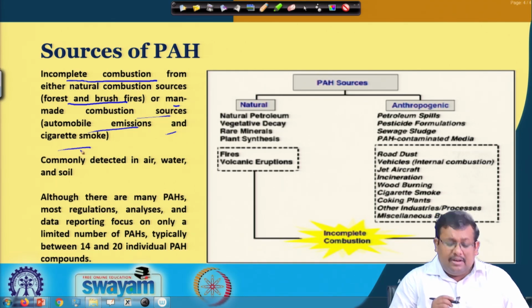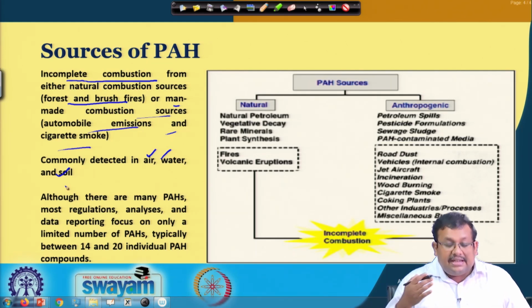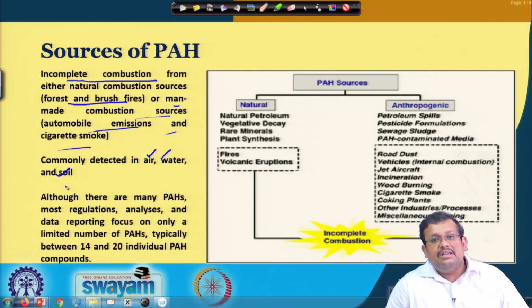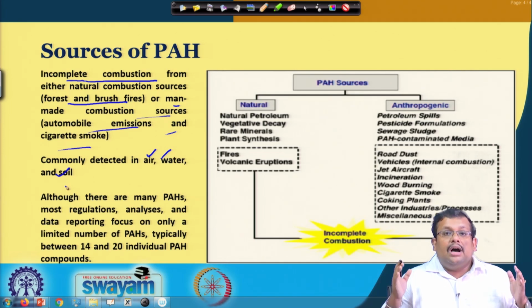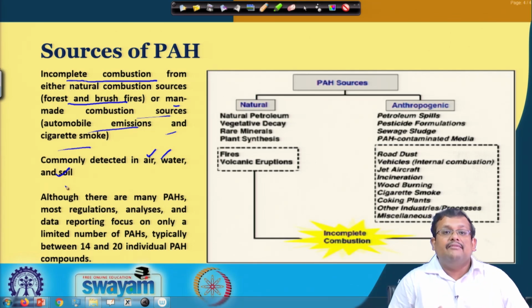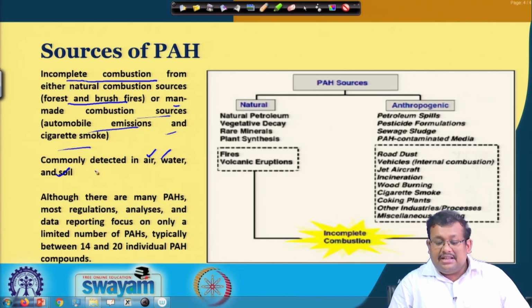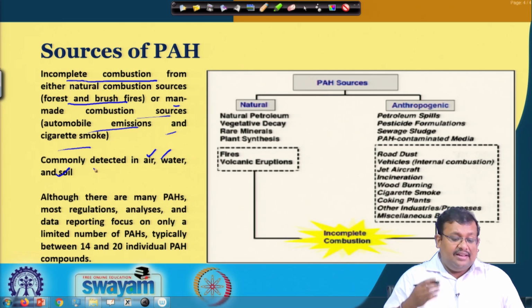Since I also mentioned that they are ubiquitous in nature, you can find them in air, water as well as in soil. Although there are many PAH, most regulations, analysis and data reporting focus on only a limited number of PAH. PAH is a group of compounds, but as far as regulations, analysis and data are concerned, we focus on a limited number, typically between 14 to 20 individual PAH compounds. We will see those compounds in our coming slides, but let us first discuss in detail the natural and anthropogenic sources of PAH.